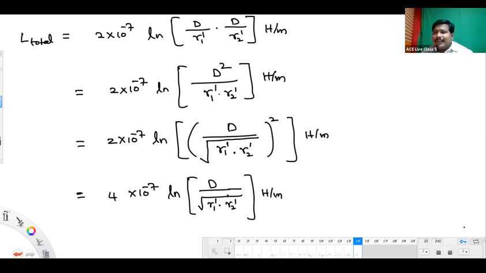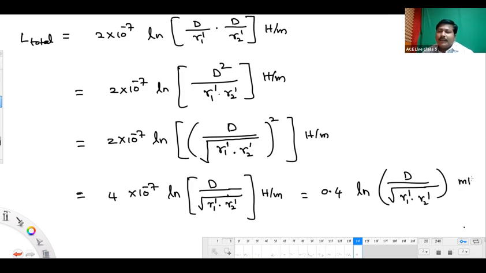If you want to write it in millihenry by kilometer, you can take it as 0.4 natural logarithm d by root of r1 dash into r2 dash, millihenry by kilometers.